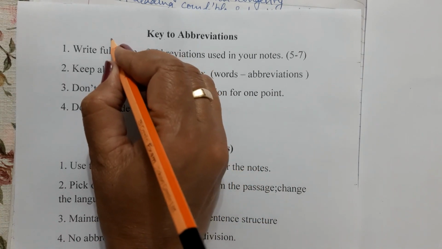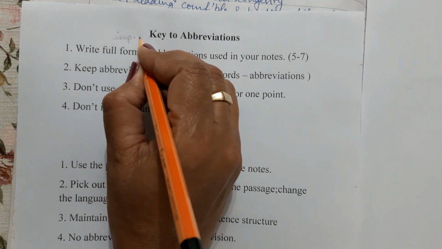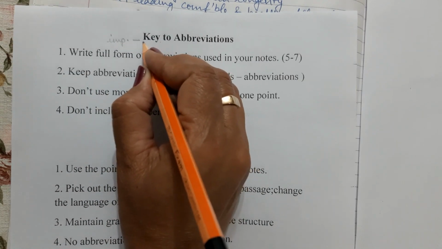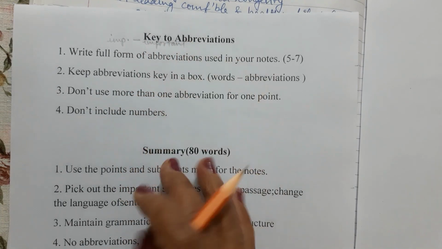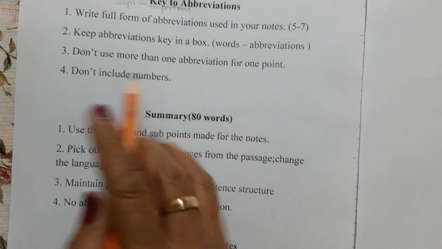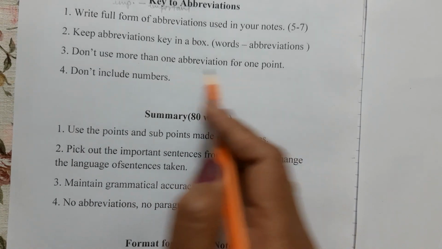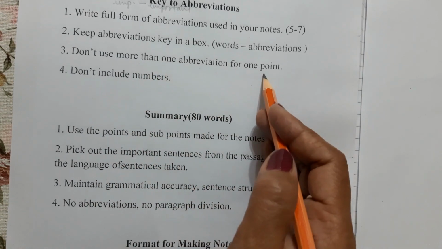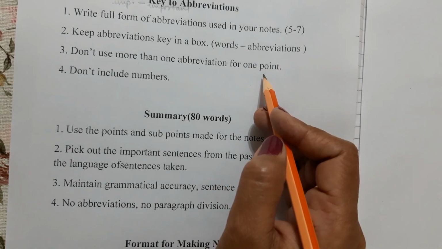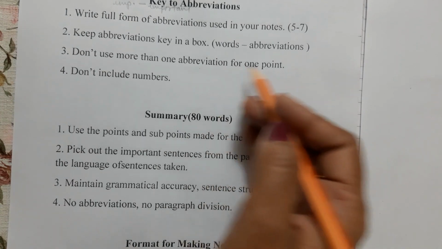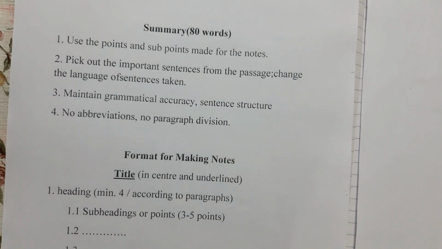For example, if you have written IMP for important in your notes, first write IMP and then you write down the full word important. It should be kept in a box, and we should not use more than one abbreviation for one point. If you use too many abbreviations for one point, that point may not be clear. The examiner may not be able to understand what you want to say. And we should not include a number as abbreviation.